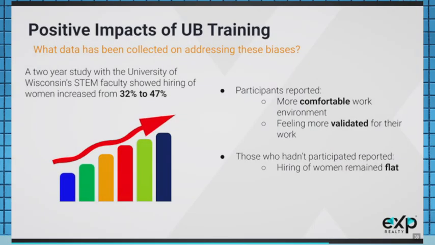The positive impacts of unconscious bias training. We're going to talk about some of the data that's been reported. A 2-year study with the University of Wisconsin STEM faculty showed hiring of women increased from 32 to 47% after they put unconscious bias training as mandatory. Participants reported being more comfortable at work and feeling more validated at work. And those who hadn't participated reported that hiring of women remained flat, no change.